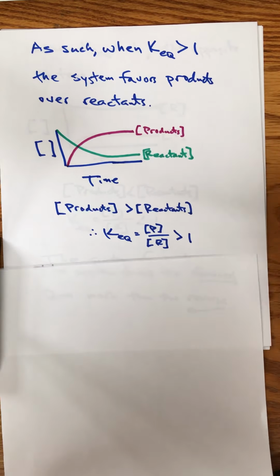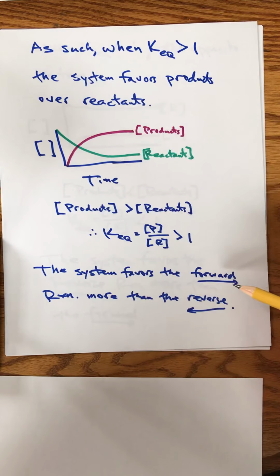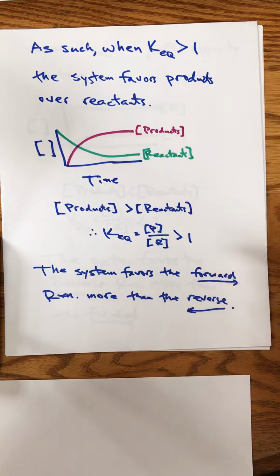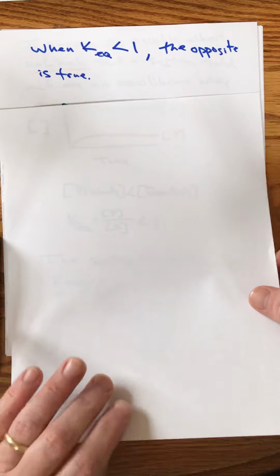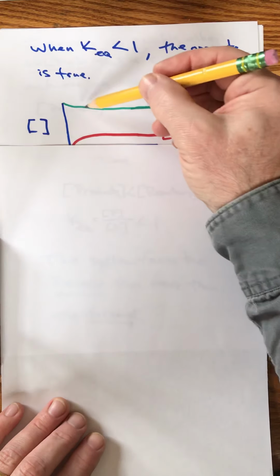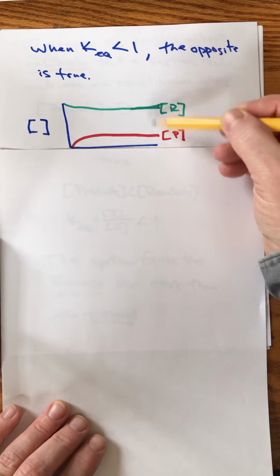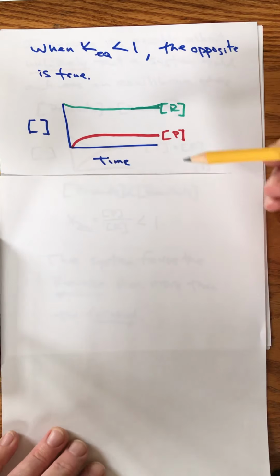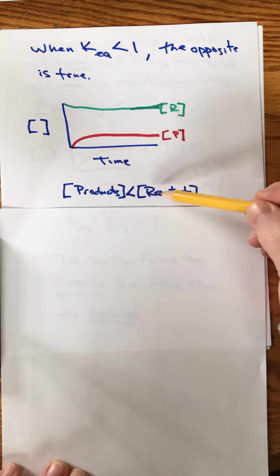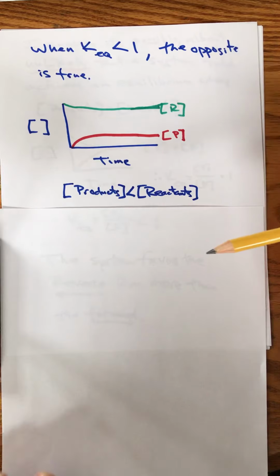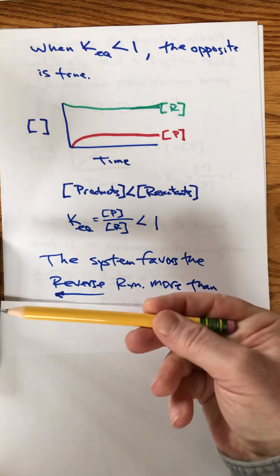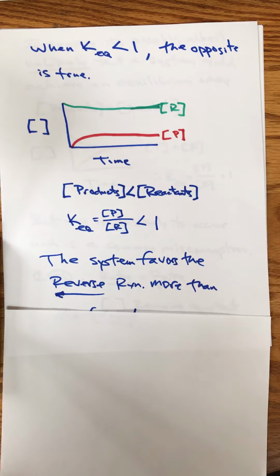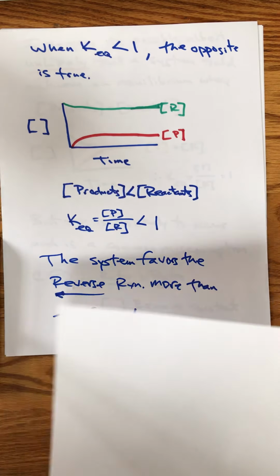K would be bigger than 1. They say, well, it favors the forward reaction. I'd like to form products more than I like to form reactants. If K is less than 1, the opposite is true. So yeah, I didn't use up much of my reactant and I didn't form much product, but they leveled off here. My slope is 0. So I don't have much product relative to my reactant. The product is lower than the reactant. K is less than 1. The system favors staying back on the left-hand side of the arrows. It favors a reverse reaction.